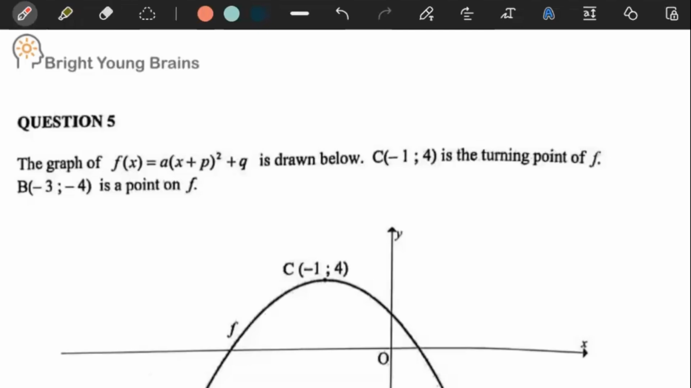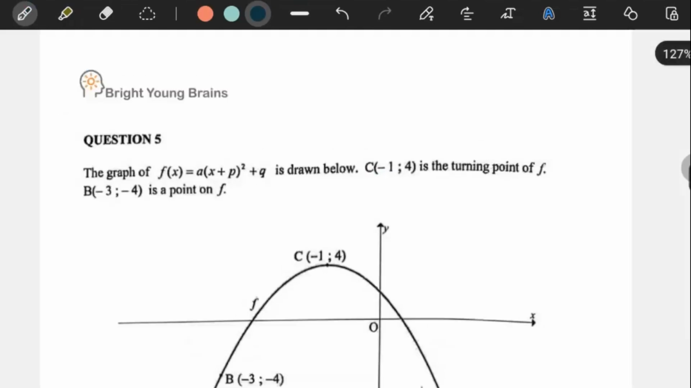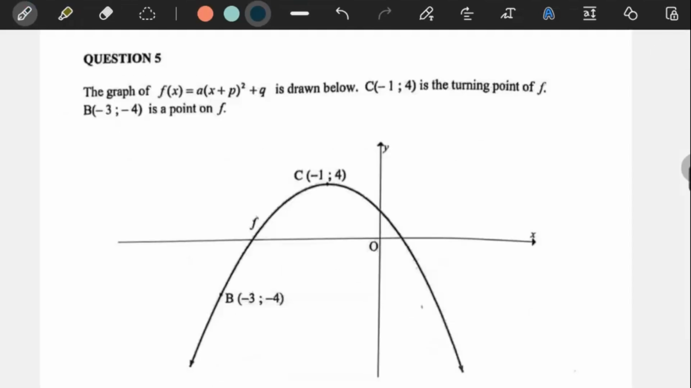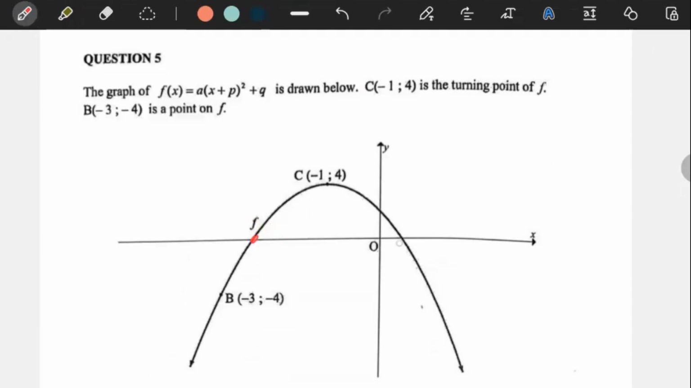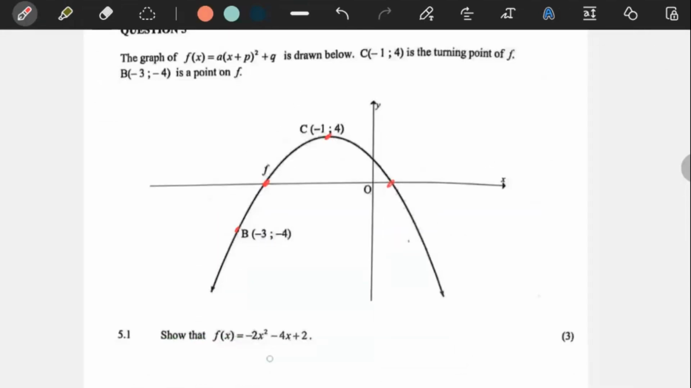Question number 5, more functions. I think by now you know that functions is just the bulk of your exam. So you see the graph of f of x, it's a parabola, which is in completed square format. C is a coordinate, the turning point of f, and then B is the point on the graph. Fine. Then here it says show that f of x is given by this equation.